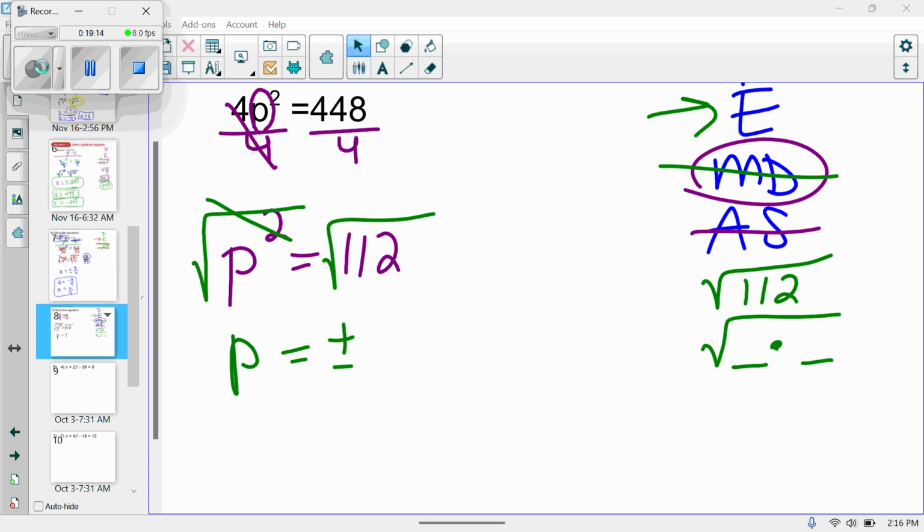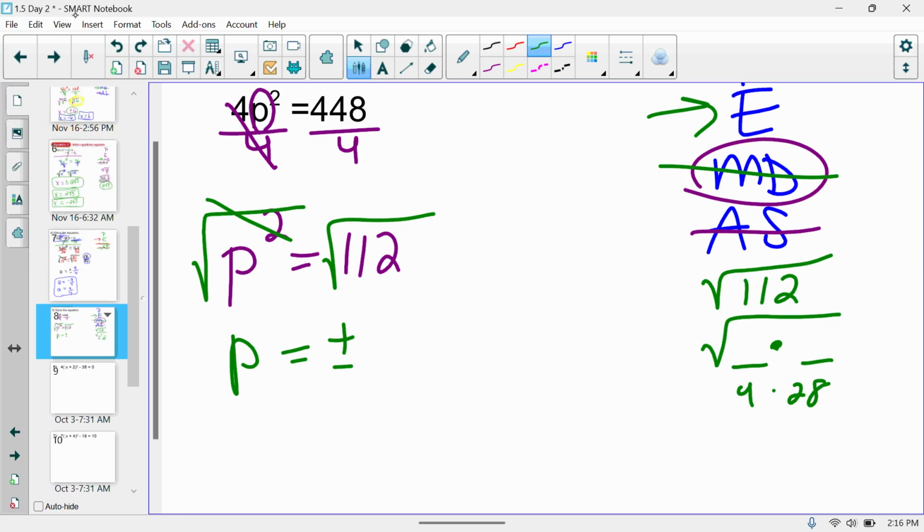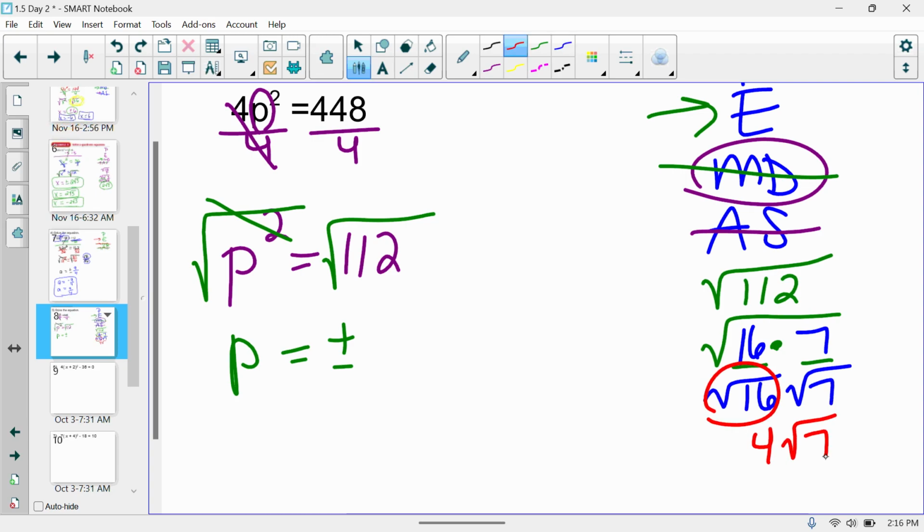Again, guys, be careful that you find the biggest one. It's not 4, because then it would be 4 times 28, but 4 can still go into 28. If it has another perfect square in it, then 4 is not the biggest one. You should have picked 16. So 16 times 7. Remember, we can split it apart so that we can take the square root of the part that's a perfect square to get a nice whole number.